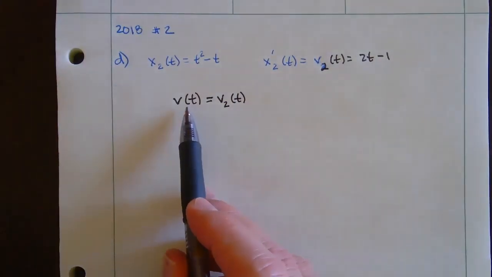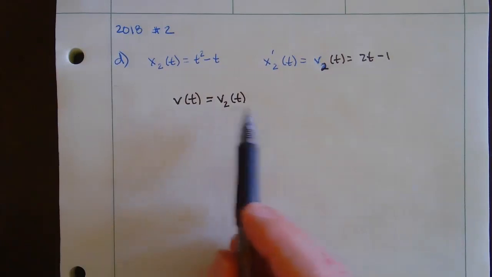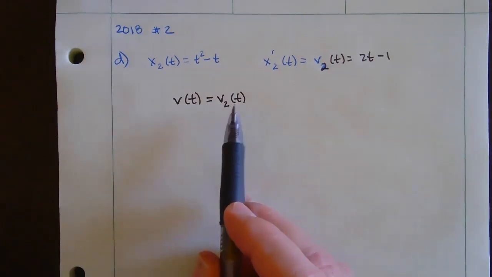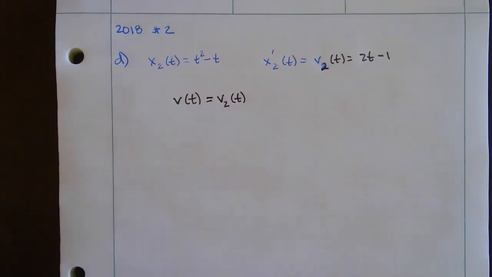Okay, so we have the velocity function. This velocity function we already have stored in our calculator, y1. We're going to put this one in for y2, and we're going to put in 2t minus 1. Then we're going to look between 0 and 3.5 and see where they intersect, and that will give me the time or times in which the velocities are equivalent, or the same. All right, let's go to our graphing calculator now.